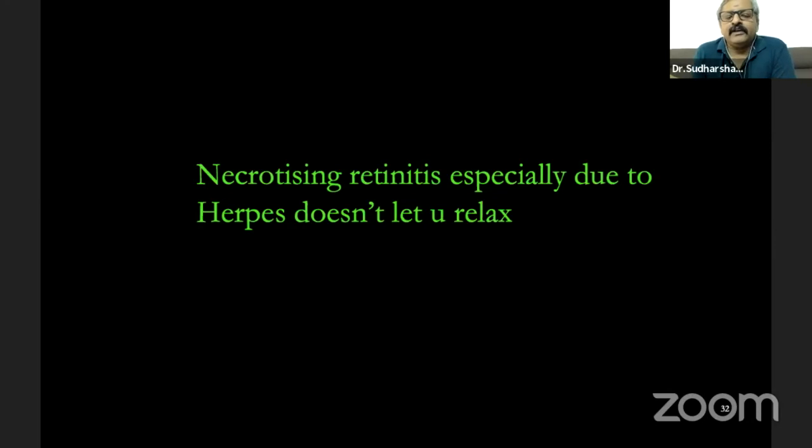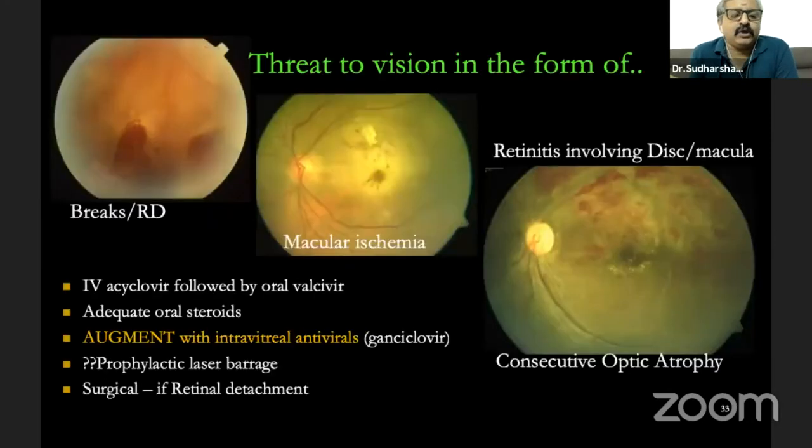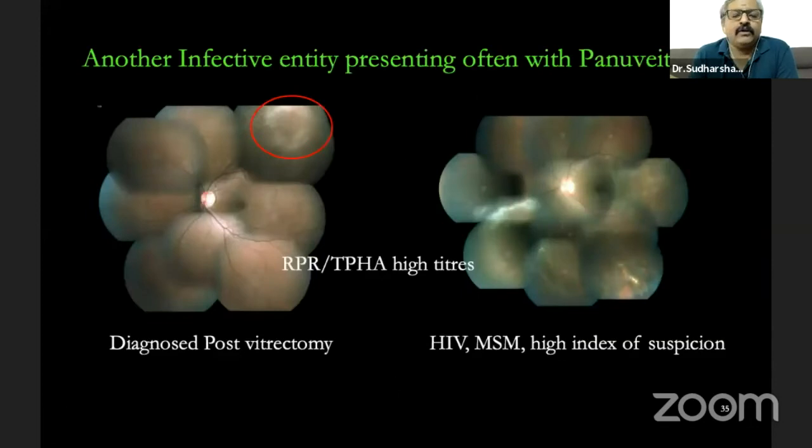So with necrotizing retinitis, you will always have to be on your toes, because it doesn't give you any relaxation. It can come back with breaks and RD or a macular ischemia, or the retinitis can involve the disc or cause optic atrophy. So always make sure that you treat them with appropriate systemic acyclovir for an adequate dose, augment with intravitreal antivirals, and be ready for operating.